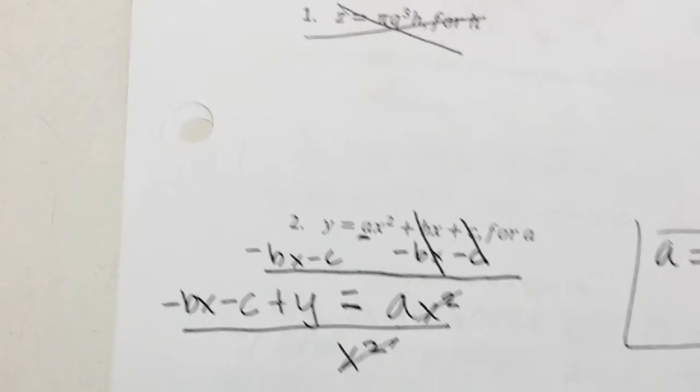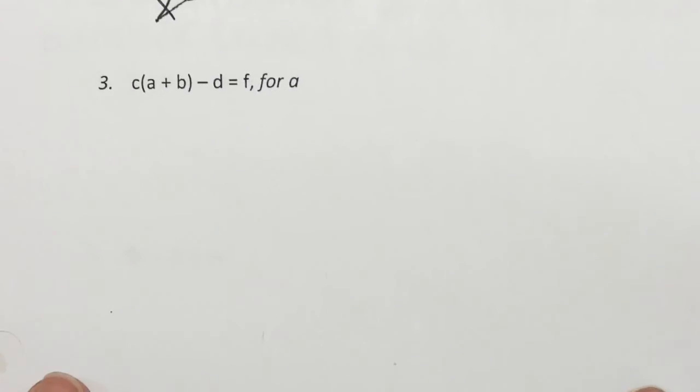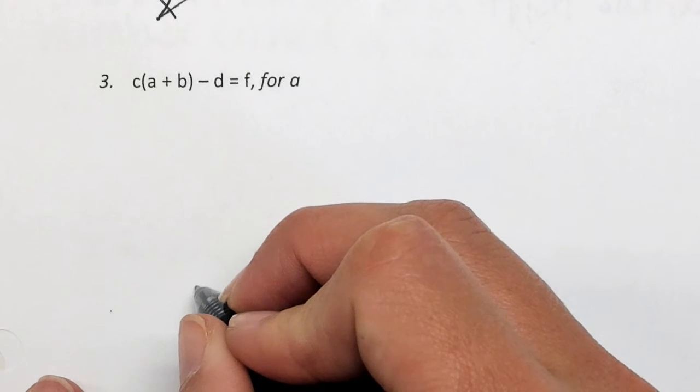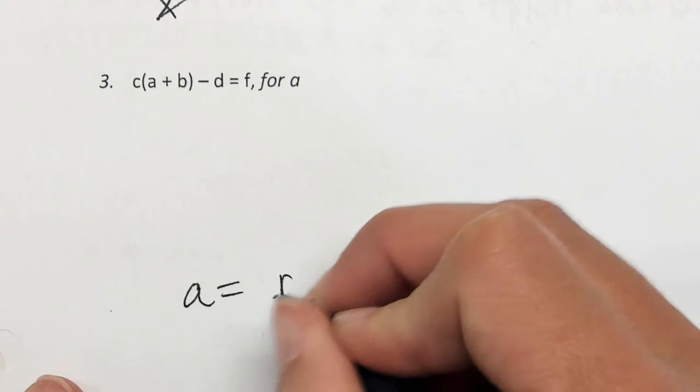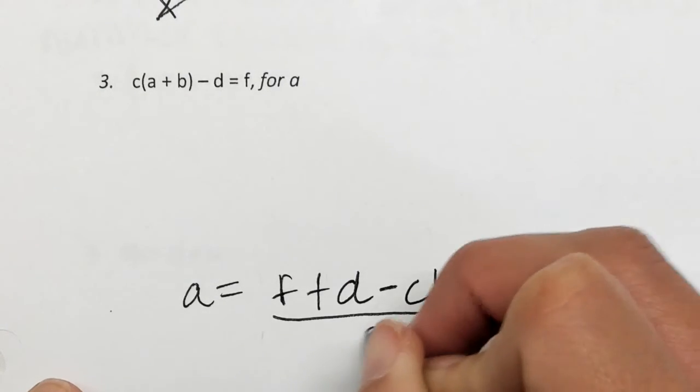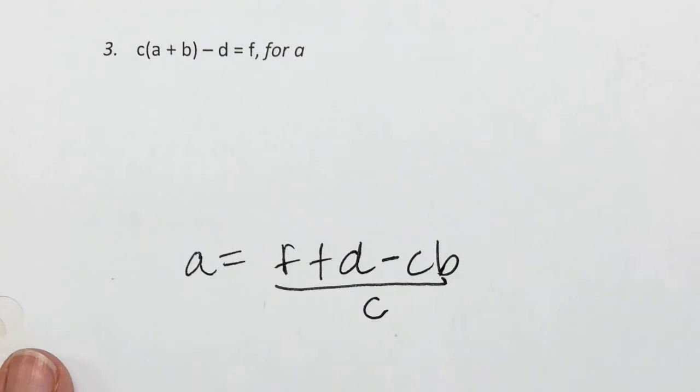Bring it in. Alright. Which ones do we do? You did 3 on your own? Yes. Somebody want to share their answer? I got A is equal to F plus D minus CB over C. Plus D minus what now? CB over C. Alright. Did anybody else have this?